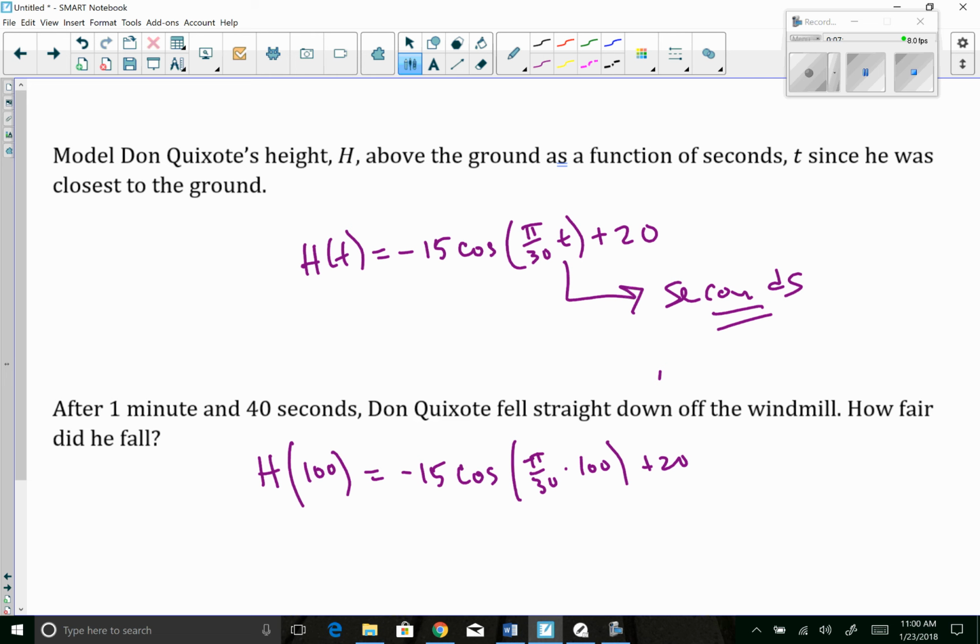So check your mode. If I type in my answer here, negative 15 cosine of pi over 30, watch your parentheses, times 100, plus 20, you get 27.5 feet. So that's how high he was after that amount of time, so therefore that's how much he fell to the ground.